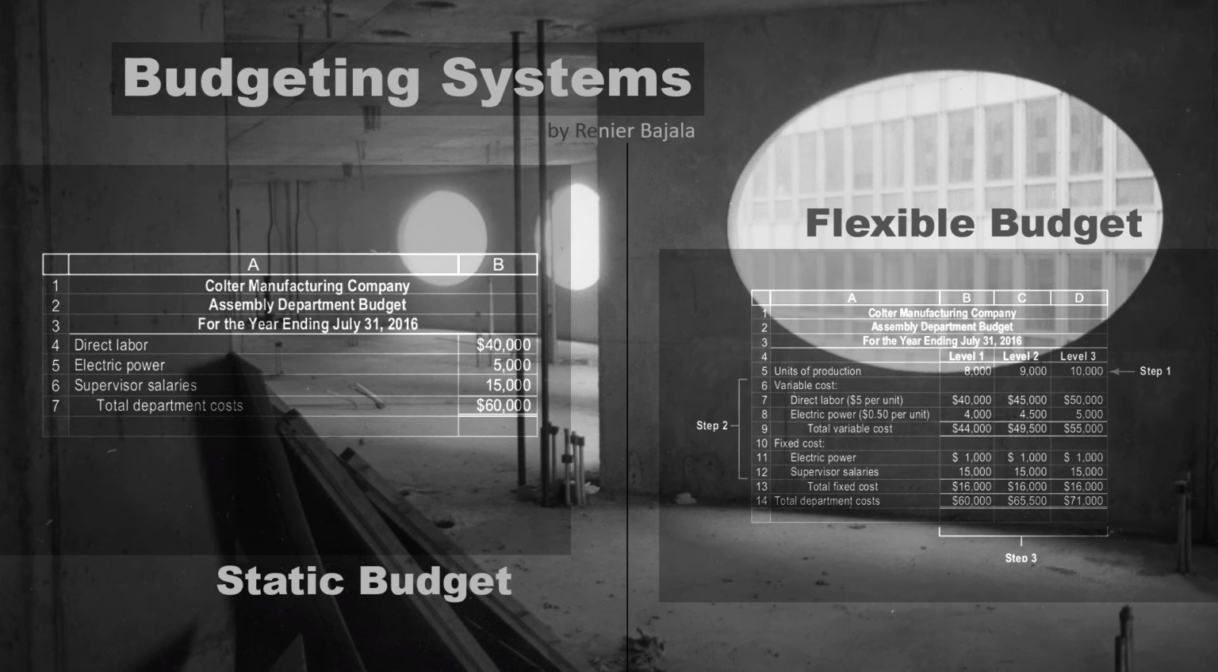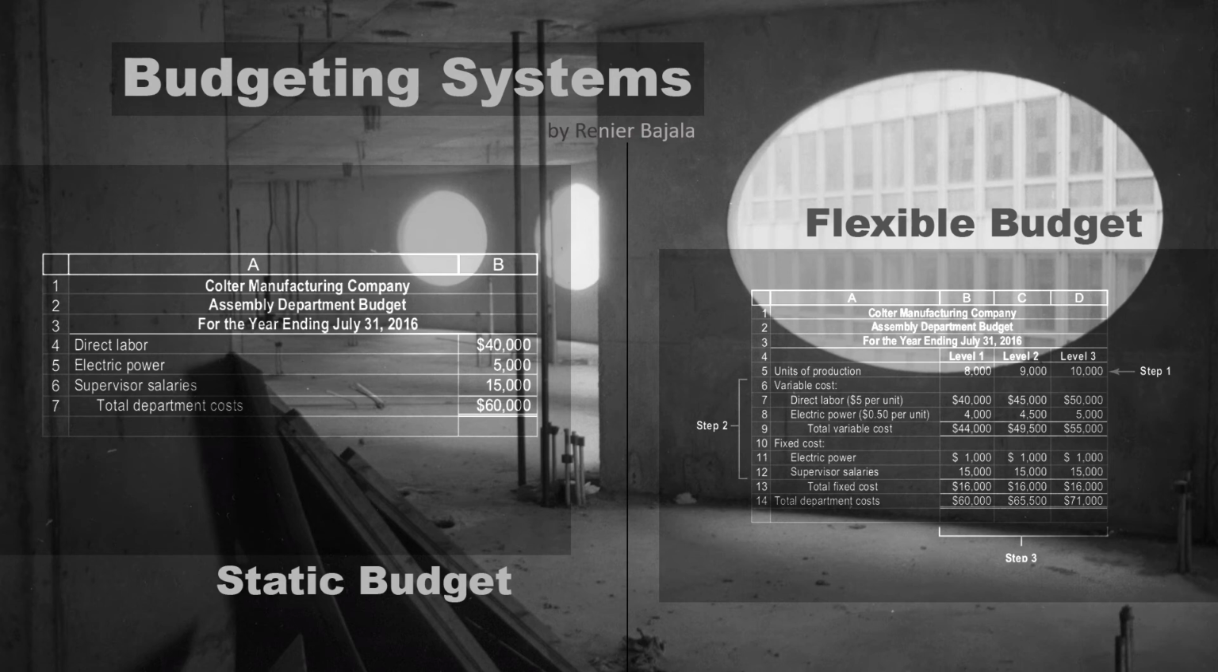Unlike static budgets, flexible budgets show the expected results of a responsibility center for several activity levels. So a flexible budget is basically a series of static budgets for different levels of activity. Look at the illustration for the flexible budget of the assembly department of Coulter Manufacturing Company for the year ending July 31, 2016. Here you see the three steps.